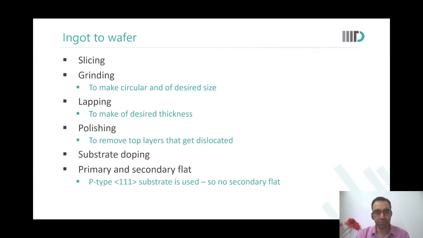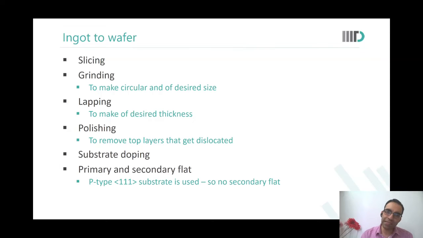Sir, ingot is something that holds the silicon crystals. Ingot is that huge circular mass of silicon, through which you will slice and get the crystals. That is what we are going to look at in this slide. So you first get that ingot, and then you slice it to make wafers.